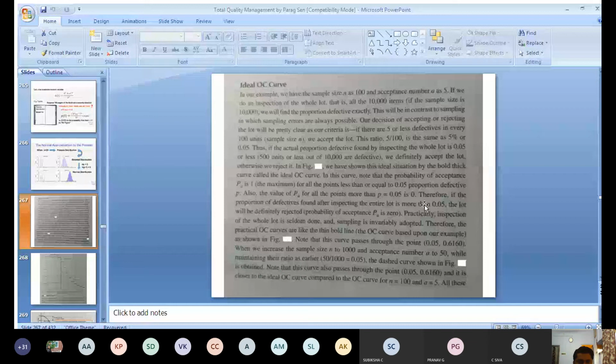Therefore, if the proportion of defectives found after inspecting the entire lot is more than 0.05, the lot will be definitely rejected. Practically, inspection of the whole lot is seldom done. That means it is very rarely done. The whole lot inspection is not very possible. It is very rarely done, and sampling is invariably adopted. Therefore, the practical OC curves are like the thin bold line, the OC curve based upon our example.